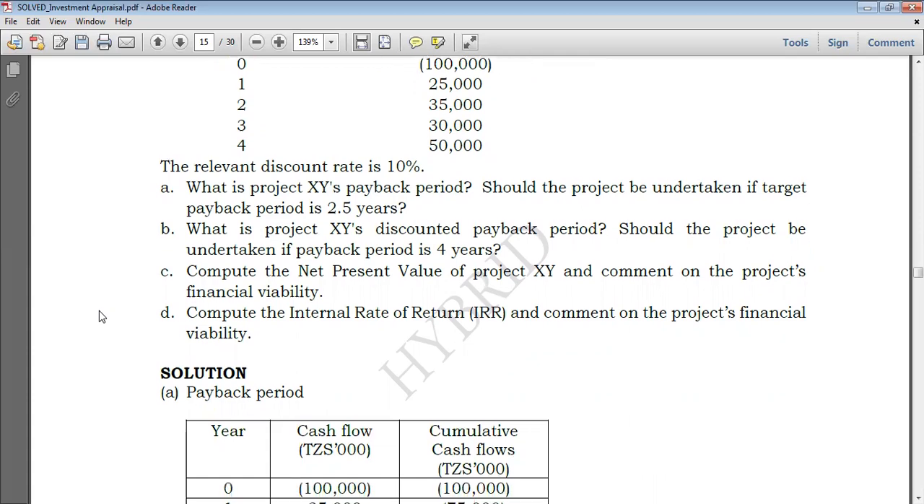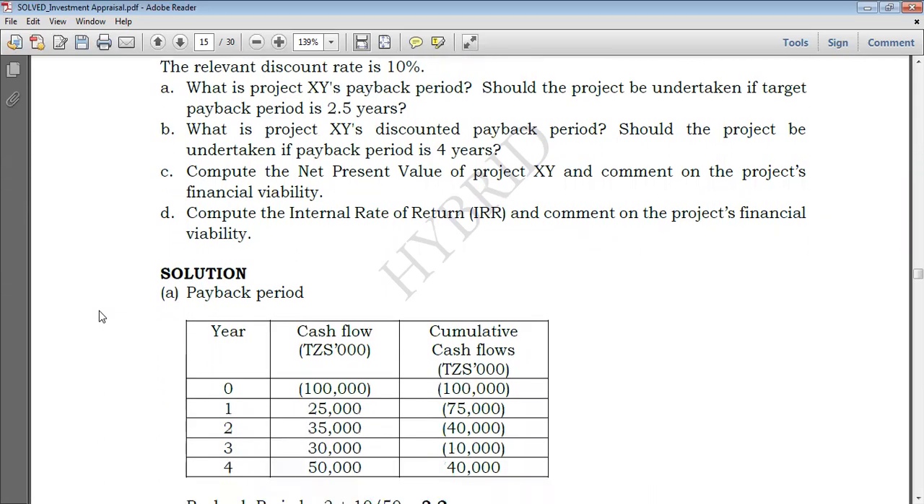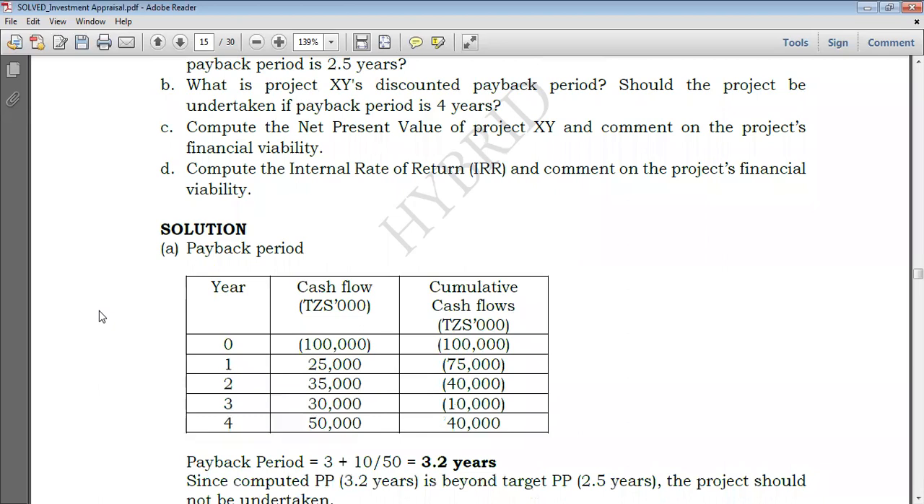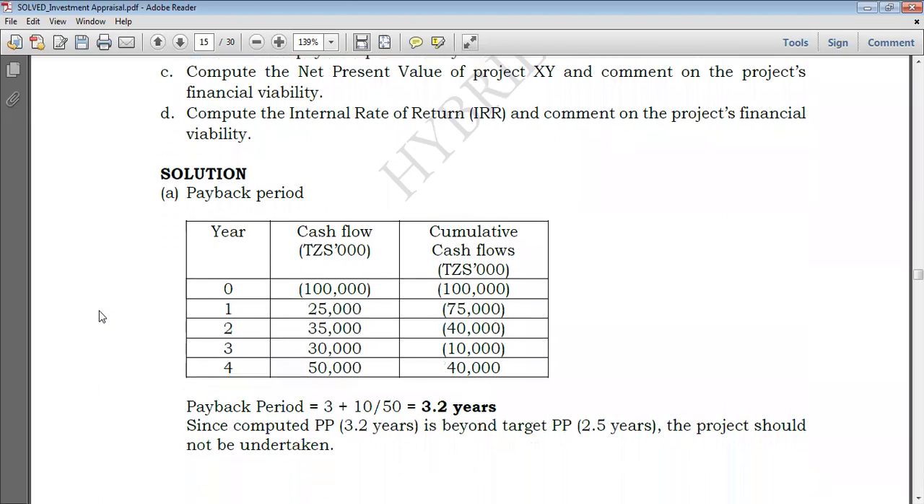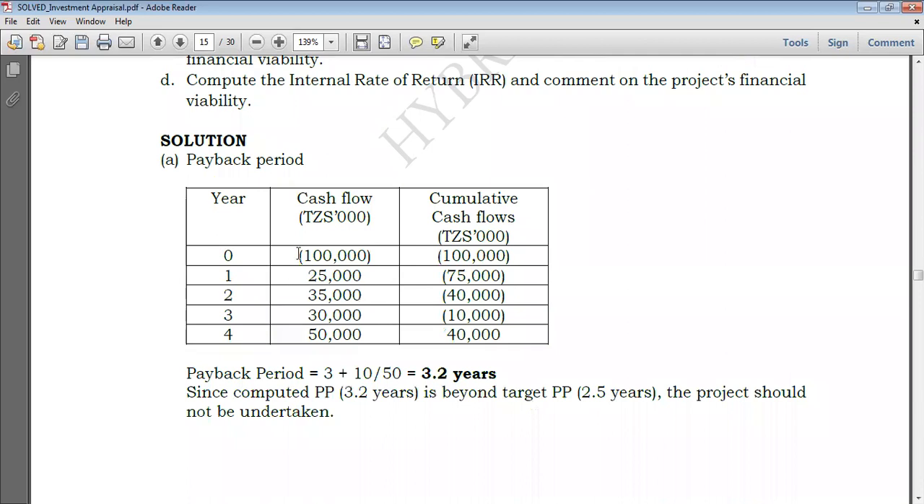All right. So the following are the steps to do when doing a payback period question. You just list your cash flows here: year 0, this figure, year 1, this figure, year 2, year 3, and year 4. This is the only column you have to add here. So you start: year 0, I had negative 100,000.